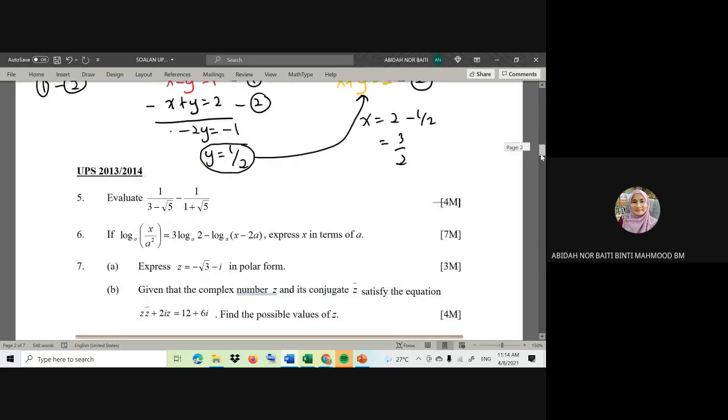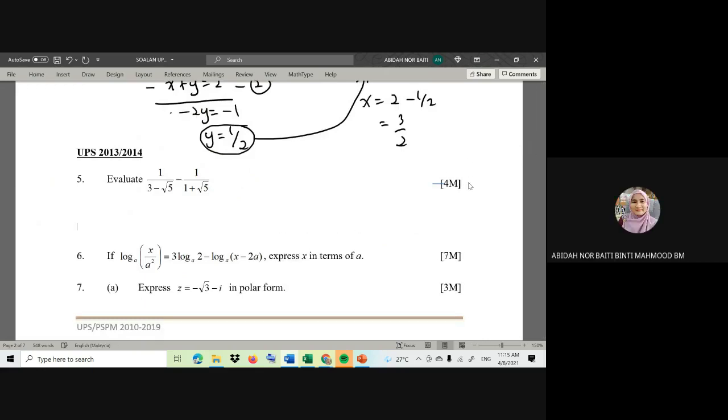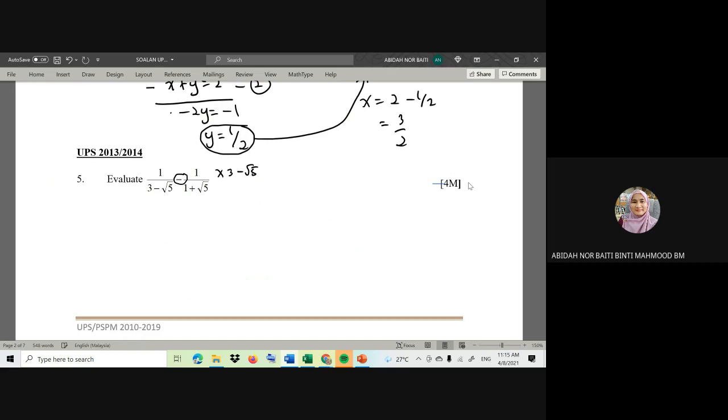Okay, number 5. Student number 5, any problem with number 5? Yes. Okay, number 5, how do you start? We look at this question. This is a subtraction of fractions with different denominators. So you have to equalize the denominators. Multiply the numerator and denominator by the same thing. This one is the same. Equalize the denominators.